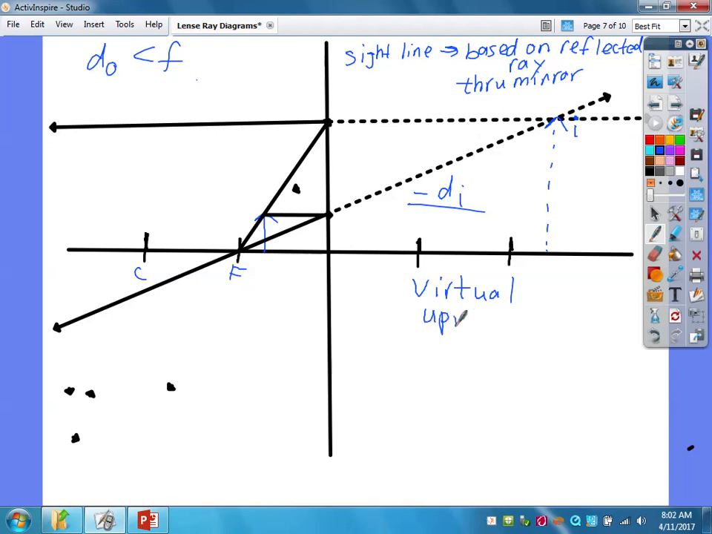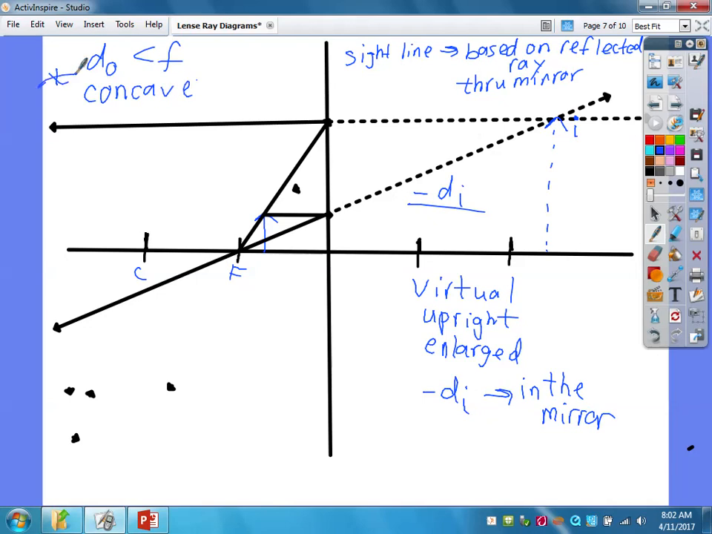This one is upright or erect. It is enlarged. And to describe where it is, I either accept negative DI or, basically, in the mirror. All right? The image will appear within the mirror itself. All right, is what we're looking at there. That's all. We don't get much more detailed than that. All right. So virtual, upright, enlarged, and within the mirror. And again, this is still concave. This is the only situation that we have a unique situation for concave mirrors.